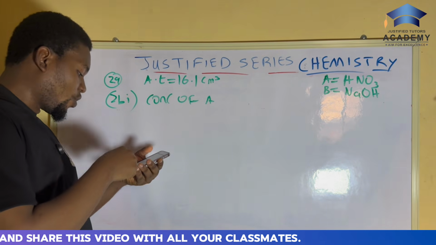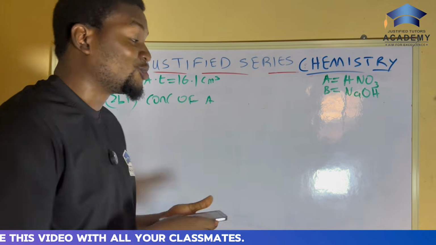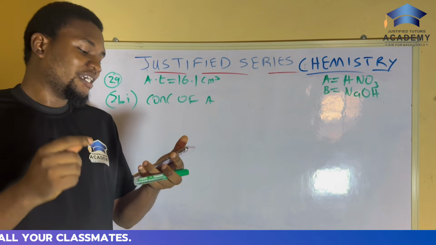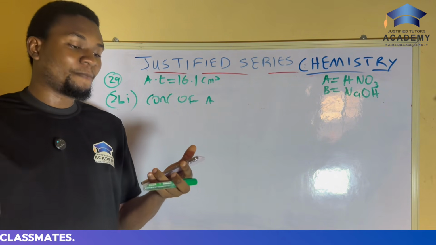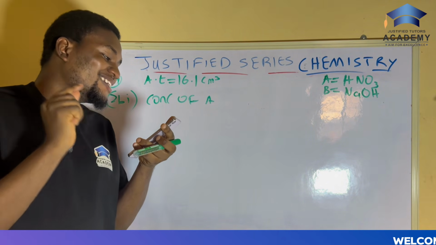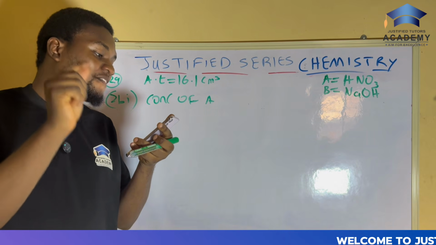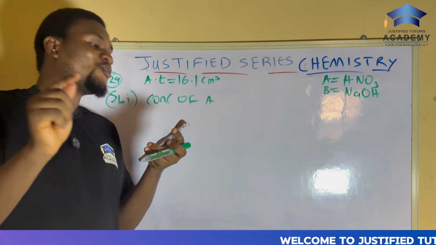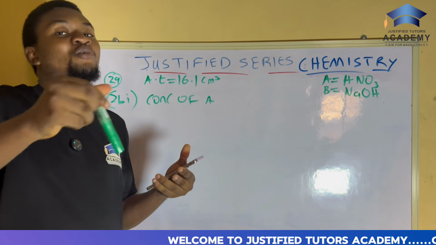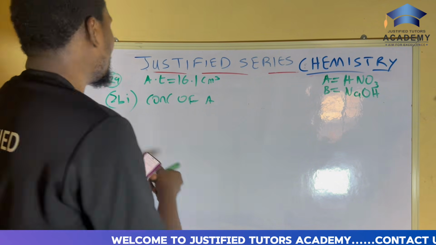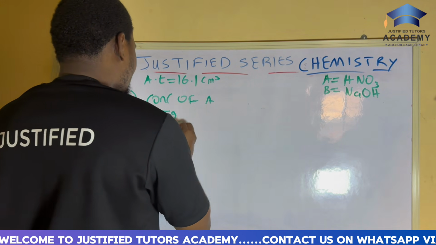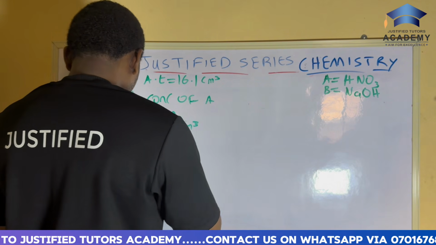To find the concentration of A in mole per dm cube, you need to pay attention here. They did not give us the value in gram per dm cube, but they are telling us that A is a solution containing 5 grams of HNO3 in 500 cm cube. So we are going to find the gram per dm cube ourselves. That will be 5 grams over the 500 cm cube.